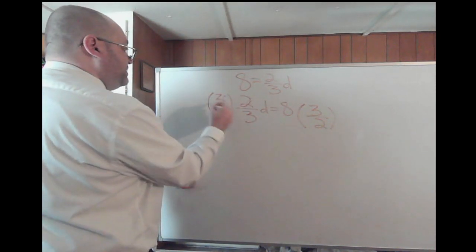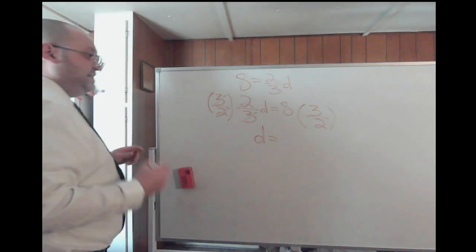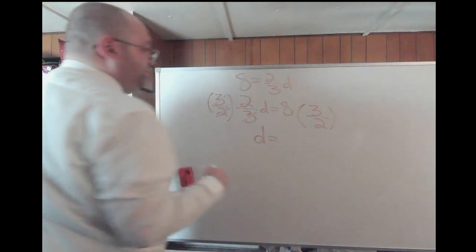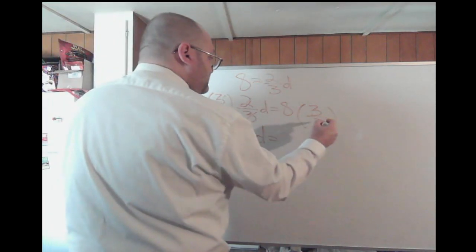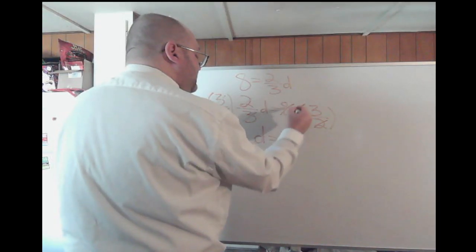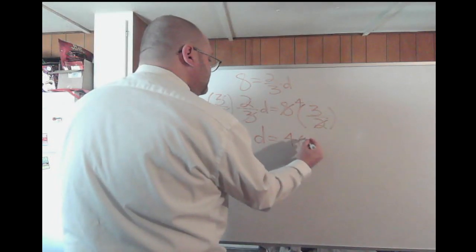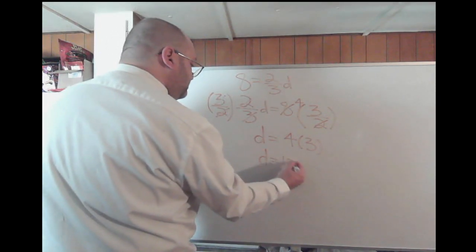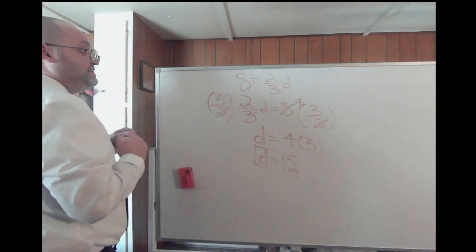The 2's and the 3's will cancel on the left-hand side, you'll just have d by itself. D equals 8 times 3/2. Do we have anything between 8 and 2? We have a factor of 2 between 8 and 2 that can cancel. So 2 divided by 2 is 1. 8 divided by 2 is 4. What you're left with is 4 times 3 for d, which means d is equal to 12. So the answer for d is going to be 12.